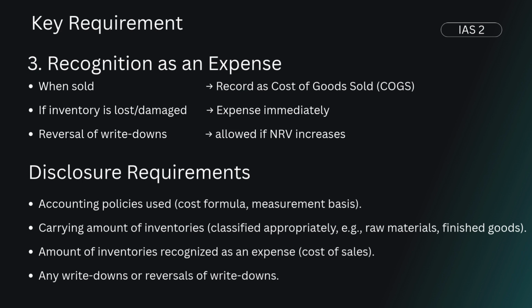Disclosure requirements. 1. Accounting policies used, like cost formula and measurement basis. 2. Carrying amount of inventories, which has to be classified appropriately, for example, raw materials and finished goods. 3. Amount of inventories recognized as an expense, cost of sales. 4. Any write-downs or reversals of write-downs.